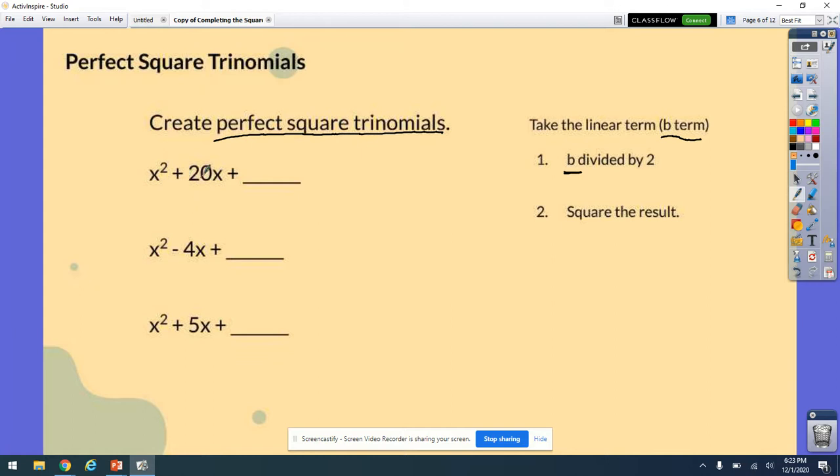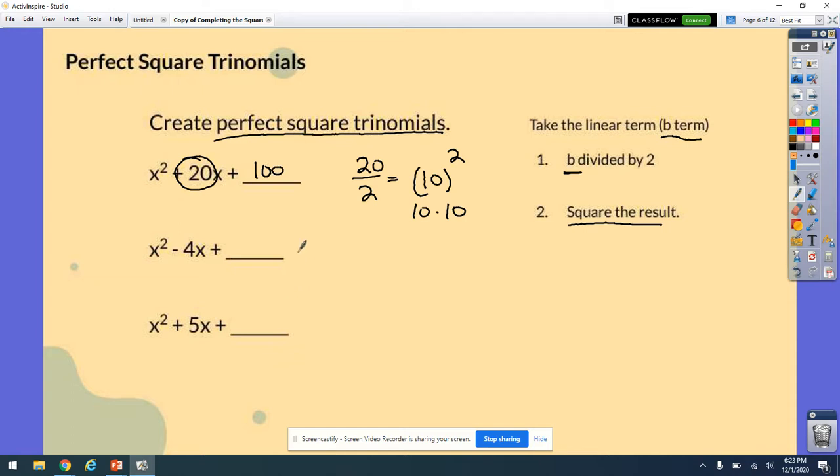I'm simply taking my b term, this is the b, and I'm going to divide it by 2. So I'm going to take my 20 divided by 2. I'm going to get 10 and then square the result. So whatever number I get out of here, I'm going to square it. And so what that simply means is 10 times 10, itself 2 times. So 10 times 10, I will get a 100. And that's pretty much all you guys are doing.